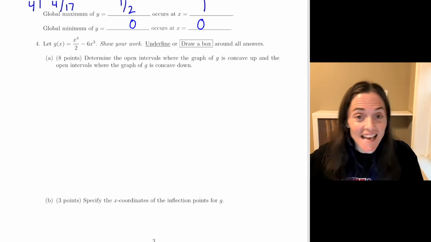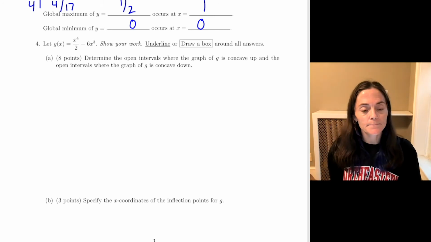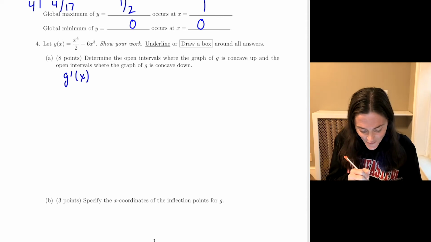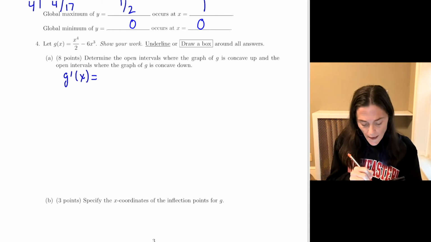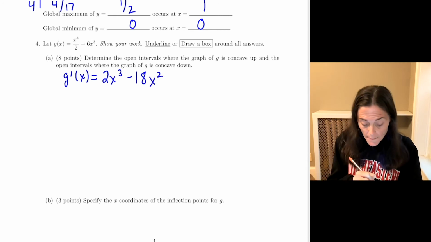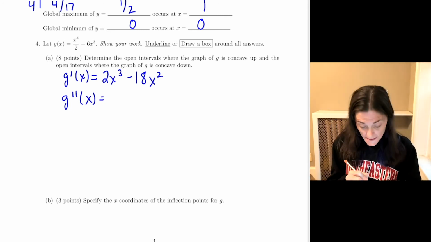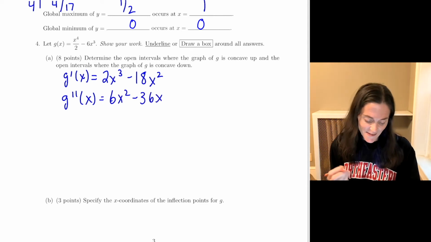We need to work with the second derivative here. Second derivative gives us information about concavity. Let's get started. Well, in order to get to the second derivative, I need the first derivative. This is power rule. So I have 2x cubed minus 16 times 3, which is 18x squared. Immediately move into the second derivative. This is what I'm interested in when I'm dealing with concavity. I have 6x squared minus 36x.